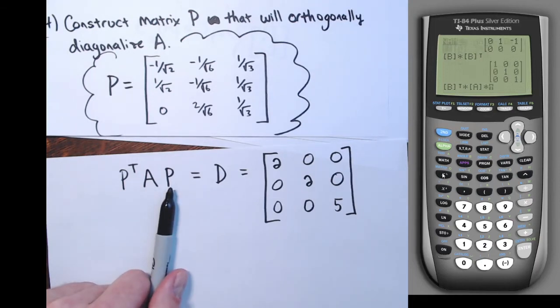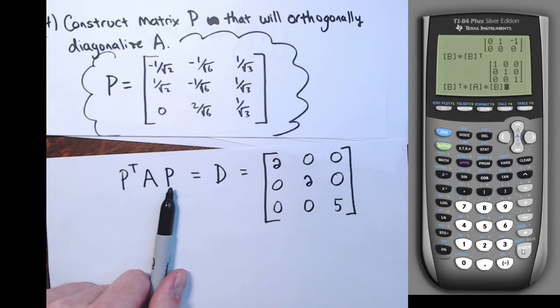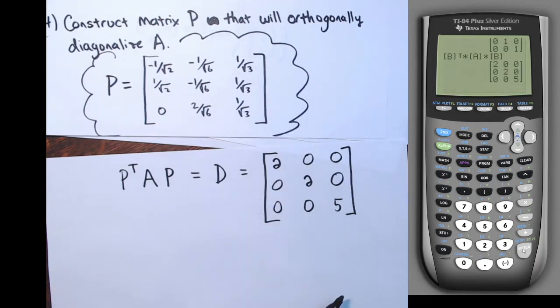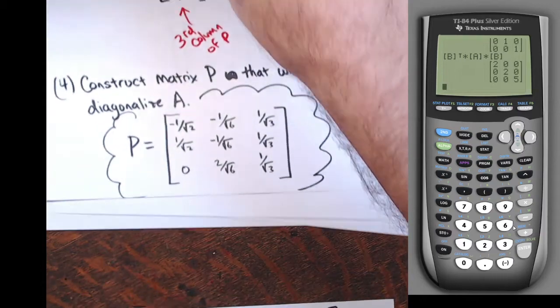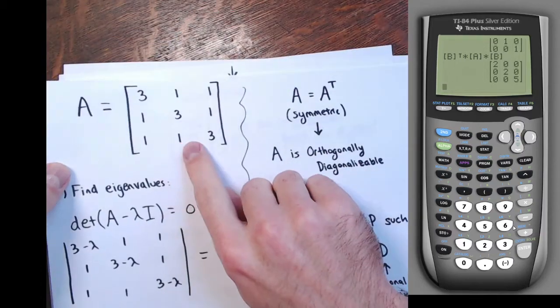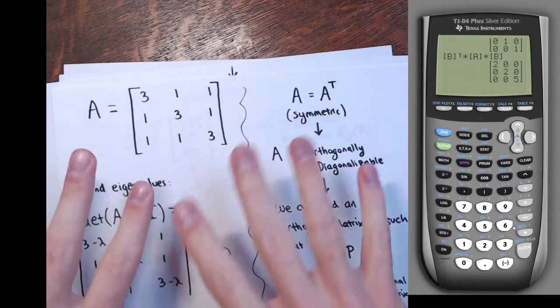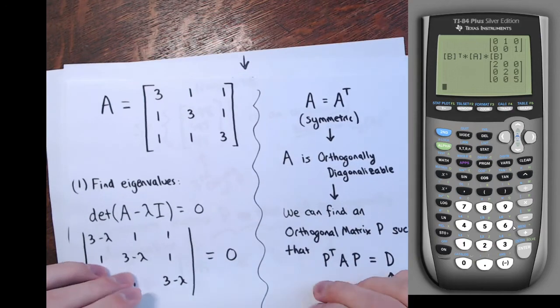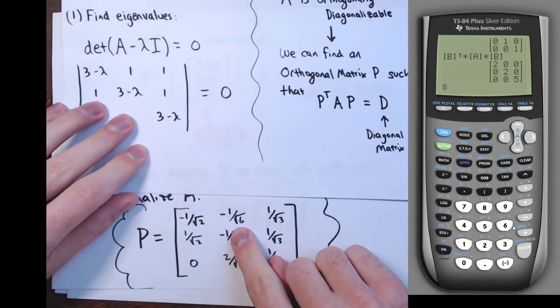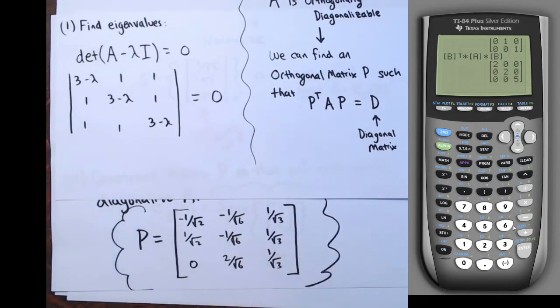On my calculator it's B, and look, I get this diagonal matrix with 2, 2, and 5 down the main diagonal. Wonderful. So again, that can take a while. That was only a 3 by 3. If you had a 4 by 4, 5 by 5, it would be crazy. Still doable if it's a symmetric matrix. Remember, you have to start with a symmetric matrix. The only matrices for which you can find an orthogonal matrix that diagonalizes it are symmetric matrices.